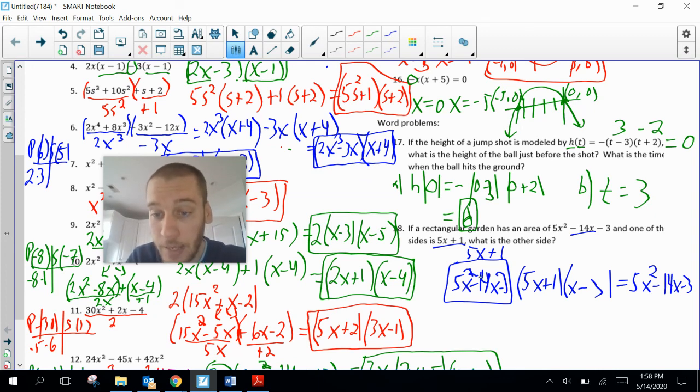And that's it. If I FOIL these out, 5x times x, that's 5x squared. If I do 1 times negative 3, that's negative 3. And when I do my middle terms, 5x times negative 3, negative 15, plus 1 times x gives me my negative 14 just like I want. You could also just go back and factor this if you wanted. But I think this guess and check is pretty good.